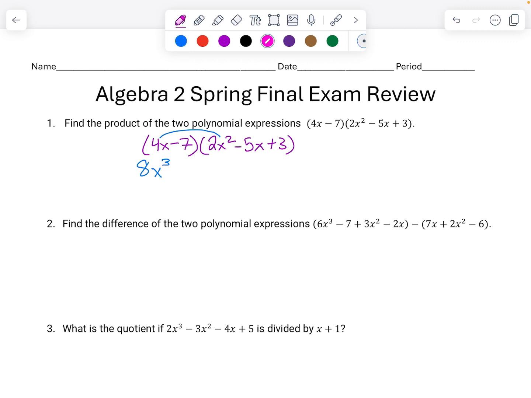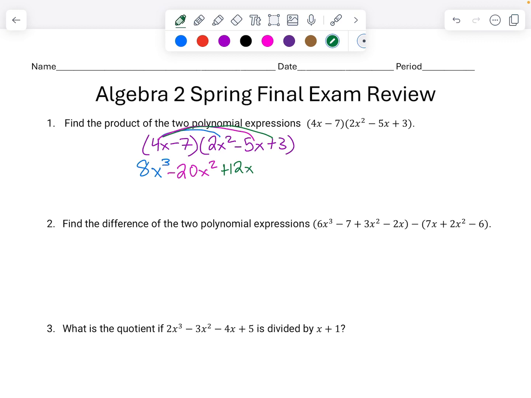Then I move on. I'm going to multiply the 4x by the second term in that second polynomial. So 4 times negative 5 gives me negative 20. X times x gives me x squared. Moving on, I'm going to put that 4x onto the last term of that polynomial, which is that 3. 4 times 3 gives me 12, and x times no x's just gives me a normal x.